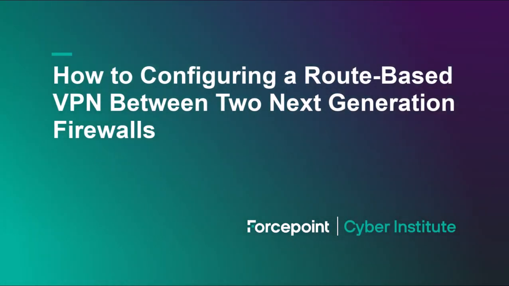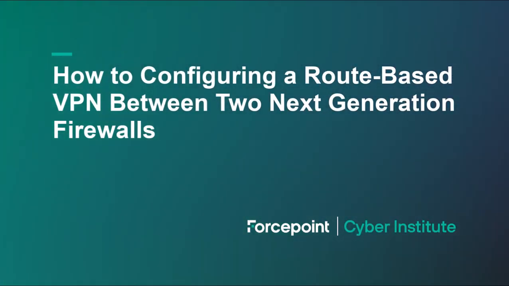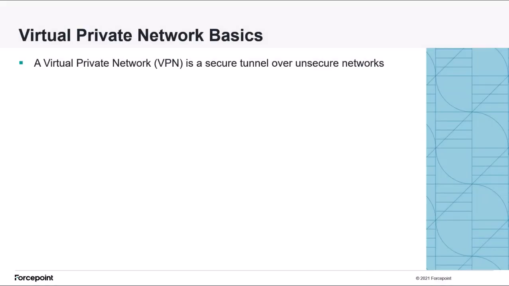In this video, you will learn how to configure a route-based VPN on a Forcepoint Next Generation Firewall. A virtual private network, or VPN, is used to connect secured private networks over public networks, by encrypting the connections going through the VPN. With a VPN, user traffic can be transported over unsecured links without compromising the data confidentiality.